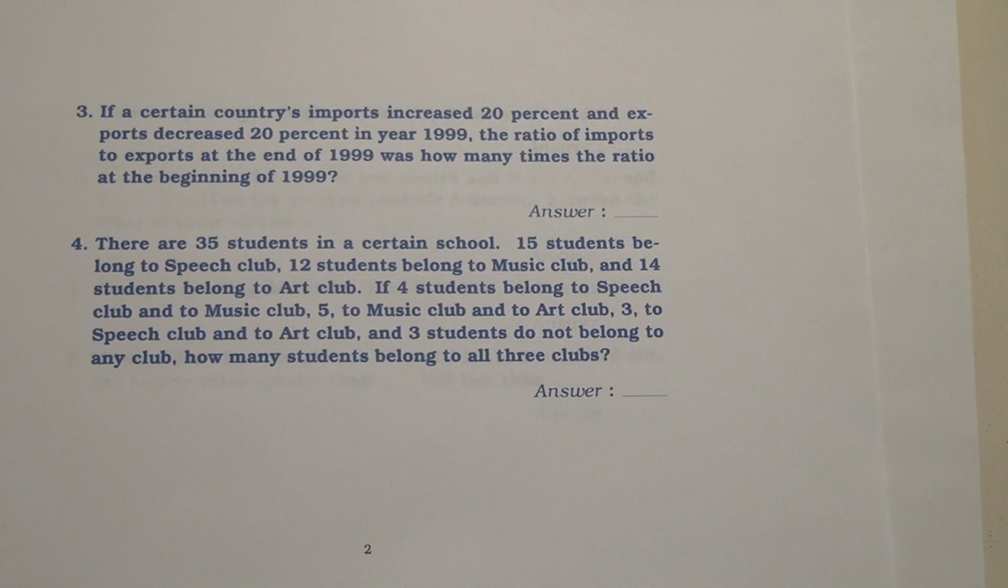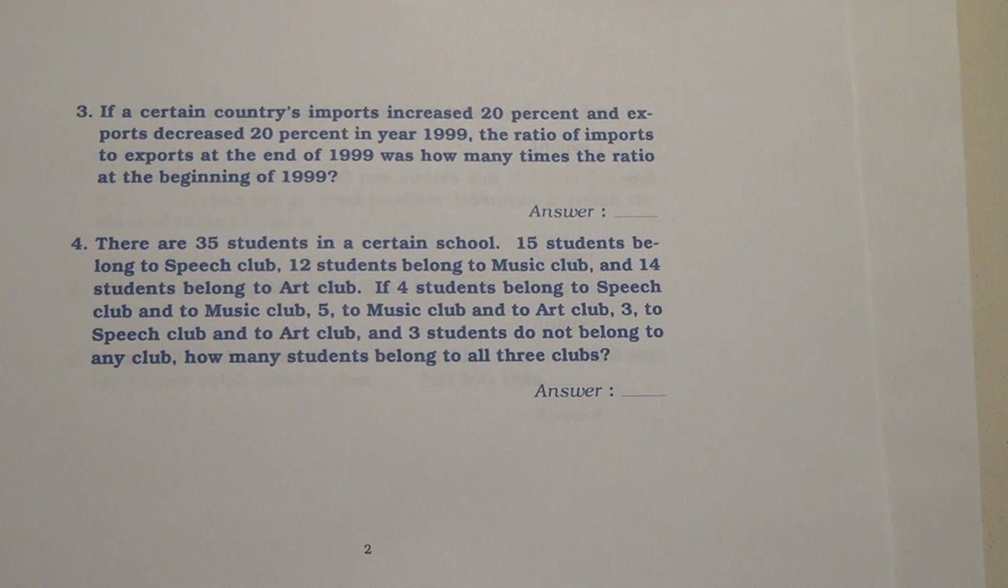If a certain country's imports increase by 20% and exports decrease by 20% in year 1999, the ratio of imports to exports at the end of 1999 was how many times the ratio at the beginning of 1999? You understand, right?